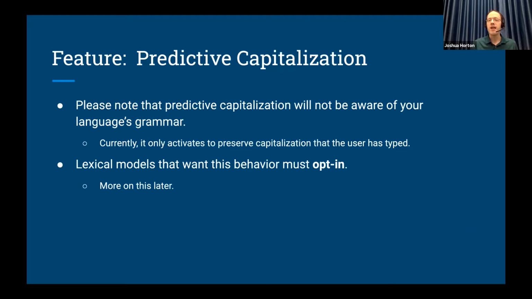Please note that predictive capitalization is completely unaware of a language's grammar. We don't know if you actually have proper nouns and how to detect when a proper noun is being typed. We do not have any guarantees that any given language uses sentence initial typing, partly because different languages have different end of sentence marks. So it's kind of hard to handle that completely perfectly. An aspect of that is currently on target for 15.0.